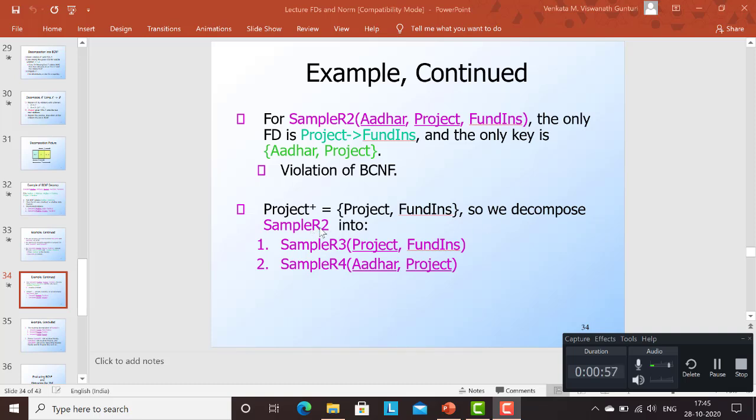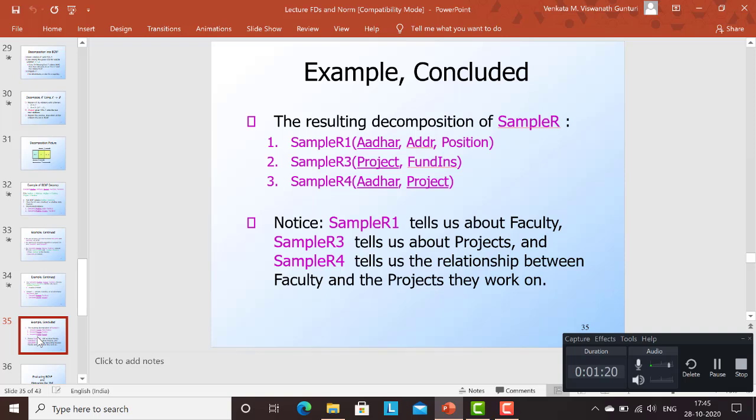So you now decompose sample R2 into two further pieces. Project and funding institution comes as one, and the second one has all the remaining attributes, which is just the Aadhaar number and the project number. They both come together in the second one, sample R4. So our resulting decomposition of our sample R relation is these three relations.